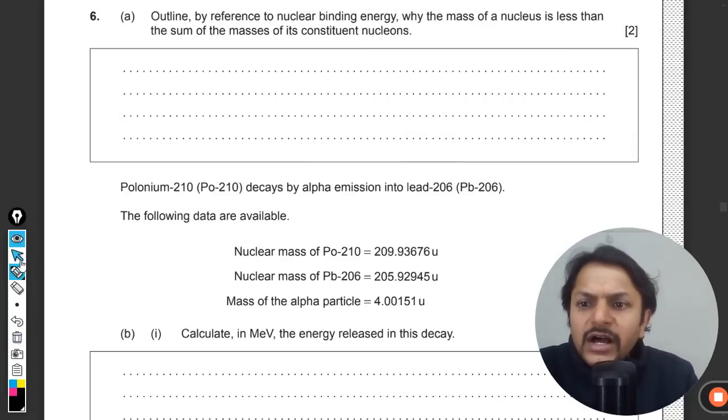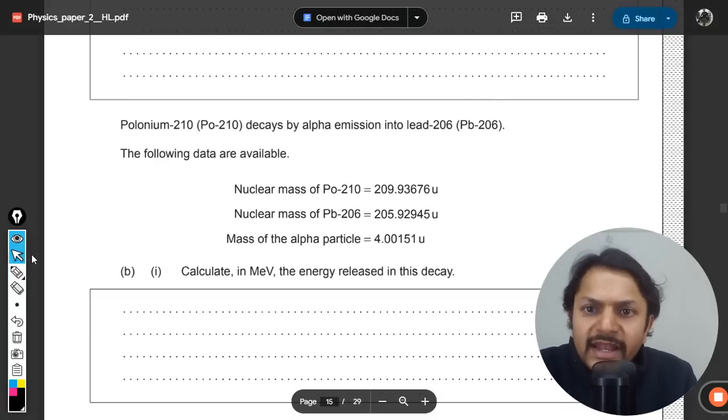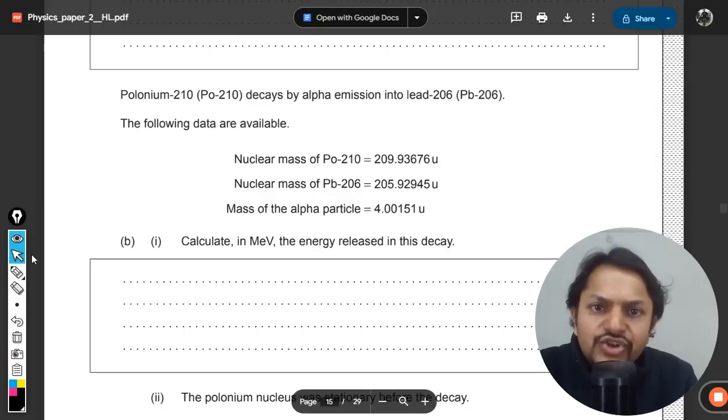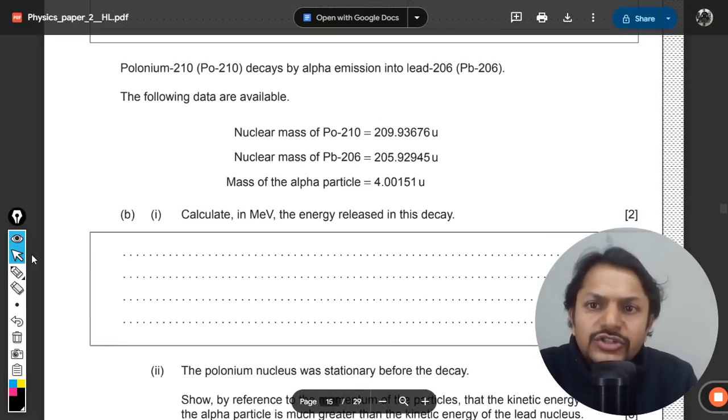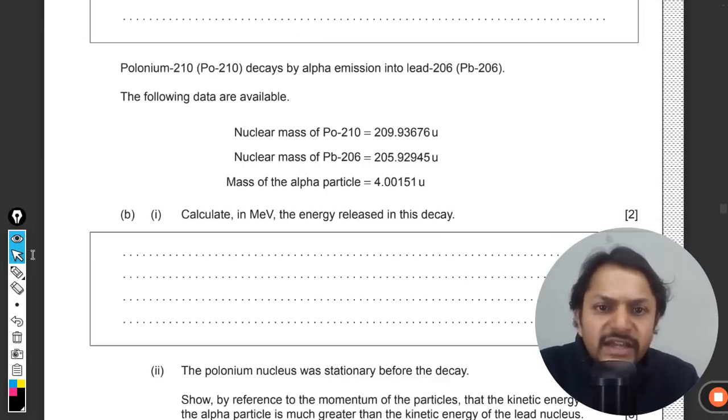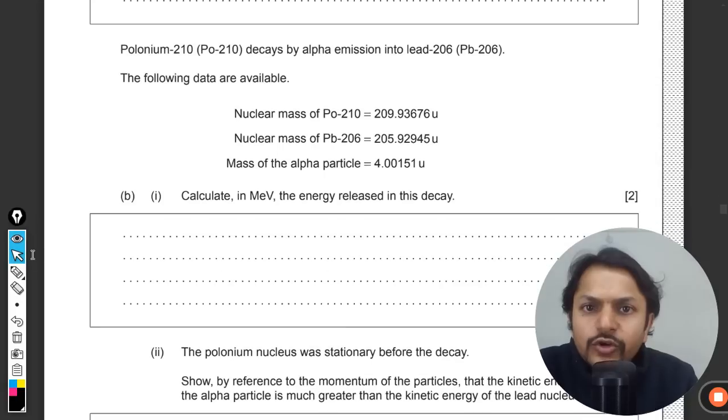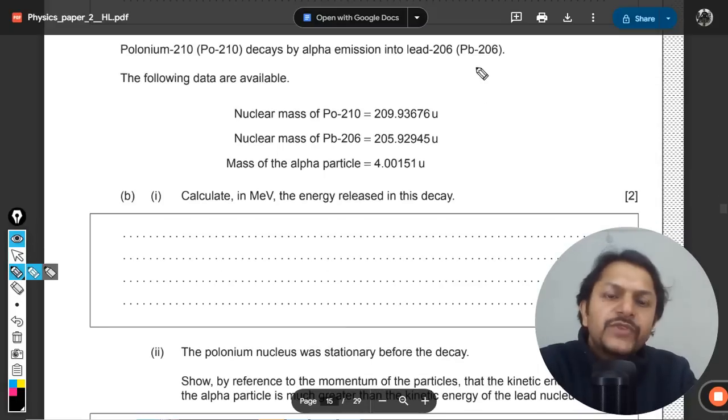Now let us go for this reaction. The polonium 210 decays by alpha emission into lead 206. The following data is available. Calculate in MeV the energy released in this decay. So we want to find the energy released in this decay.